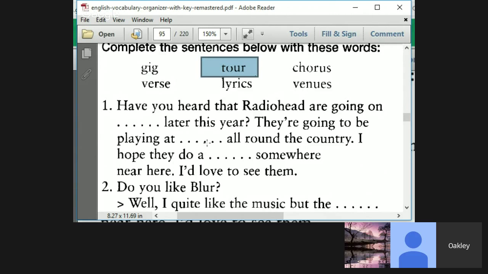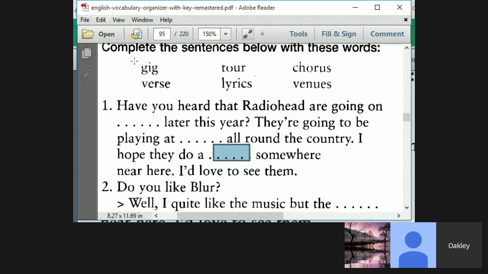Okay. They're going to be playing at venues. A venue is a place. Now, a magician show can go on tour as well, so it can be used for other things. Venue is the place where a special event will be held. Any special event. Okay, the venue for the antique car show is at ABC Mall. Venue is the place where any special event is taking place.